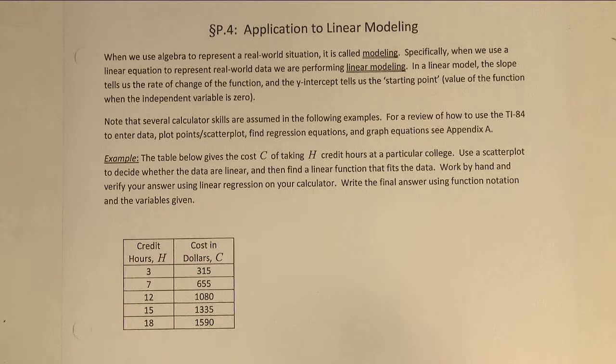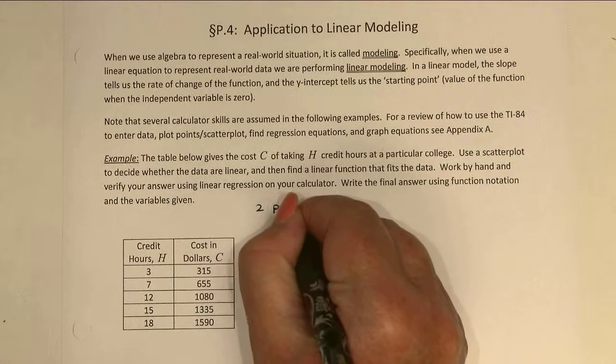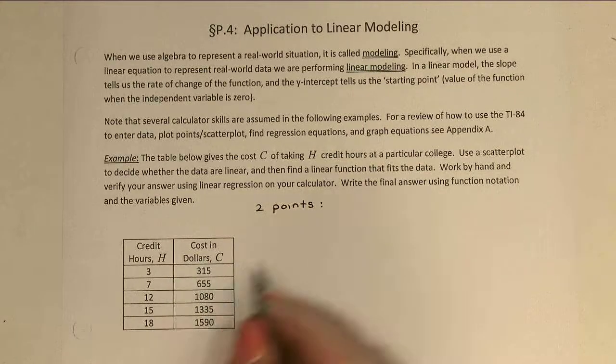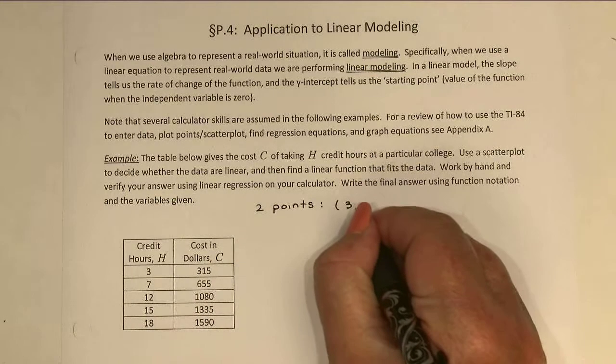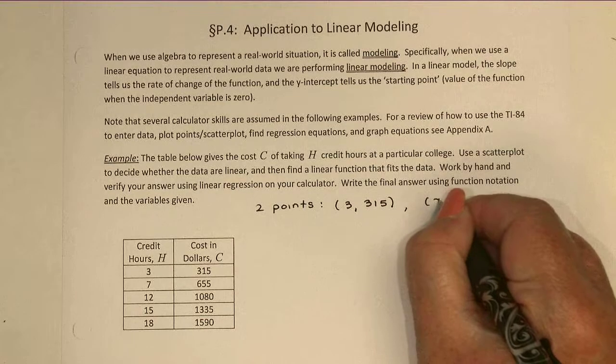So I'm going to begin by saying, let's pick 2 points. You can pick any 2 points you want because they all looked pretty good on the graph. So just for convenience, I'm going to go ahead and pick the first 2. 3, 315, and 7, 655.